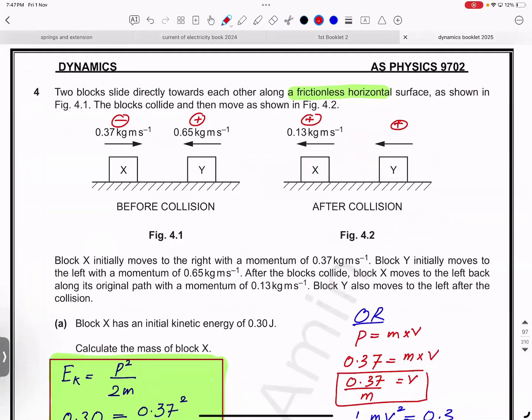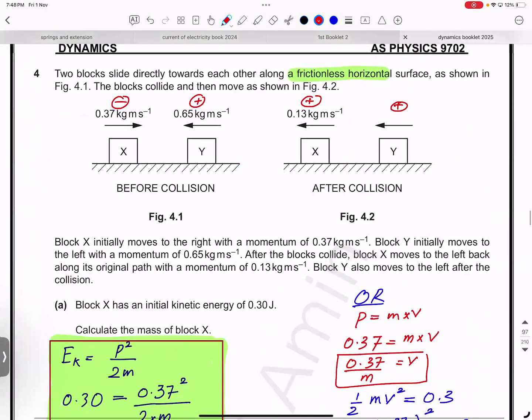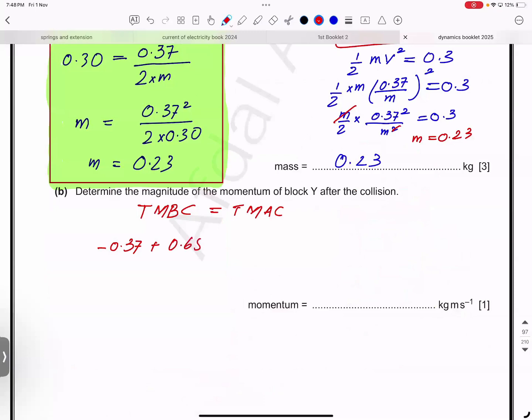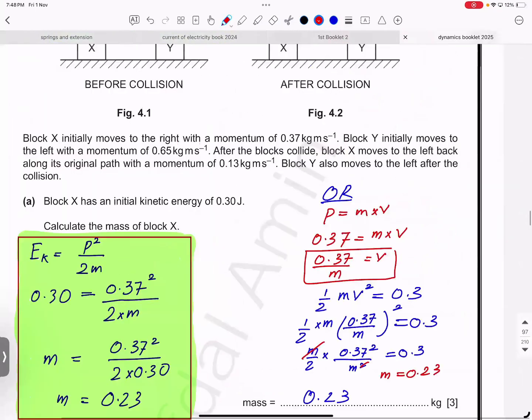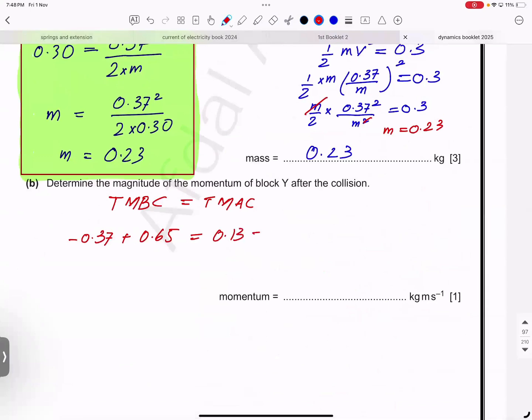So X means negative 0.37, and plus Y is 0.65, equals 0.13 plus PY. So just solve negative 0.37 plus 0.65 minus 0.13 to get PY.